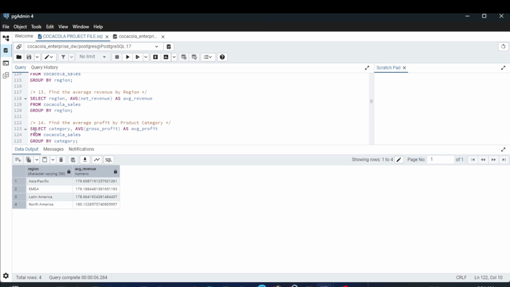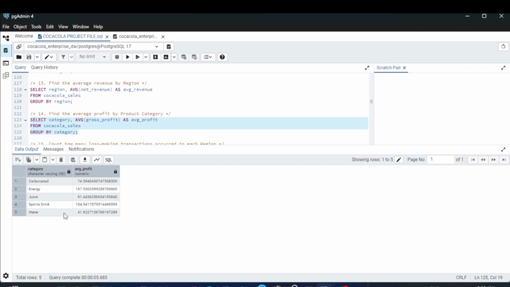104.94. So the highest average profit by product category is energy drinks. So it's the one that has the highest average profit by category. So now we want to count how many loss-making transactions occur in each region.